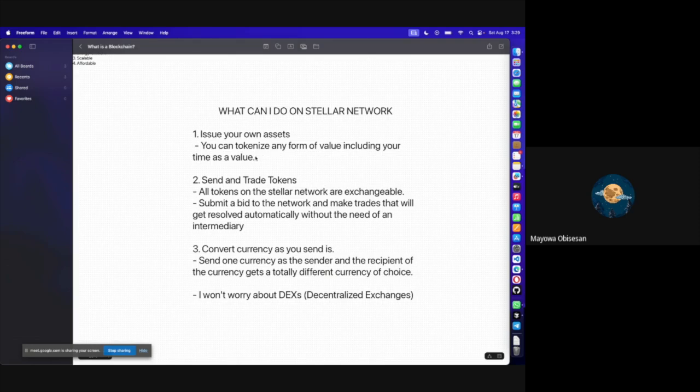It simply means I can tokenize any form of value, which means including my time. Right. My time is a value to me. It's an asset to me. I can tokenize that and I can list it on the Stellar blockchain. And it can get resolved automatically.